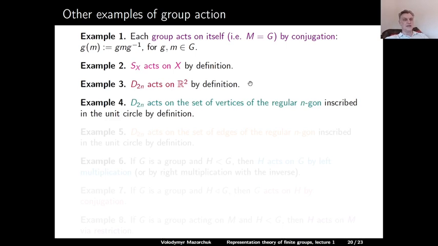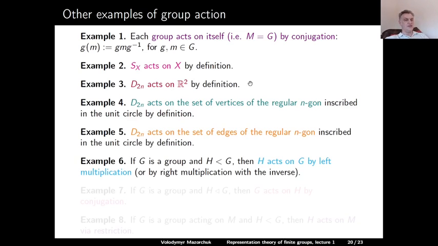A less trivial example is that D_2n acts on the set of vertices of the regular n-gon inscribed in the unit circle. This action is also by definition because D_2n preserves the regular n-gon. And similarly, it also acts on the set of edges of this regular n-gon.